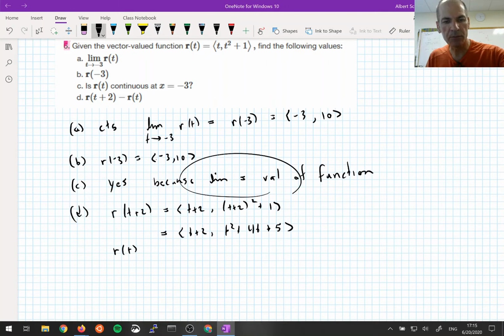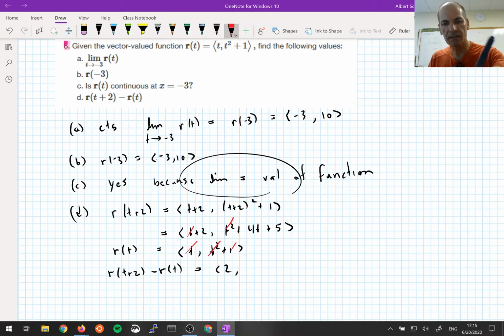Let's do r of t. Well, we already know r of t. It's simply the function. And let's subtract, r of t plus 2 minus r of t. When we subtract, what's going to happen? Well, we're going to get a little bit of cancellation in the first slot there. So what's left behind is 2. In the second slot, a little bit more cancellation here, and this turns into a 4. And so in the second slot, we get 4t plus 4. And so that's the difference.